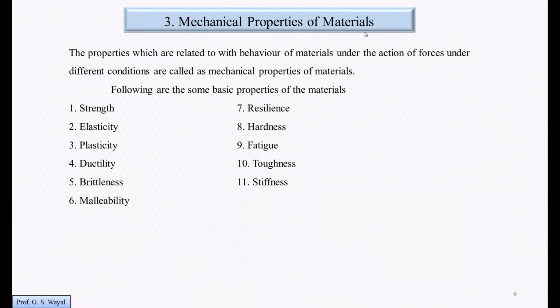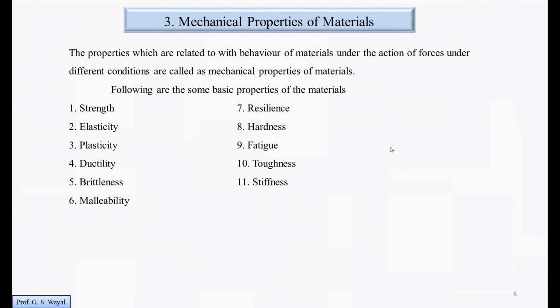Then next one is the mechanical properties of material. Okay, these are the basic mechanical properties. Some more properties are there, but as per the SOM course you have to remember at least these 11 properties. Okay, the properties which are related to the behavior of material under the action of forces under different conditions are called the mechanical properties of the material. So mechanical properties means what? The properties related to the behavior of material under the action of forces under different conditions.